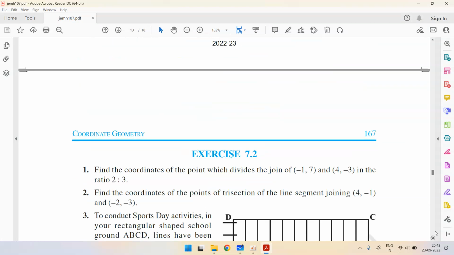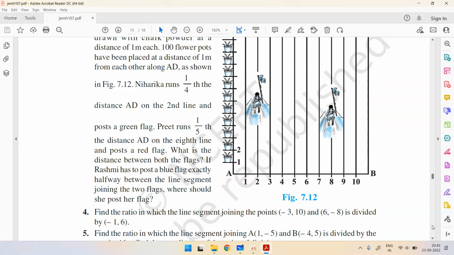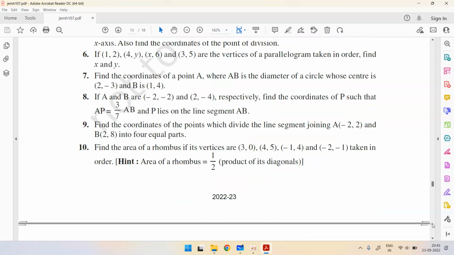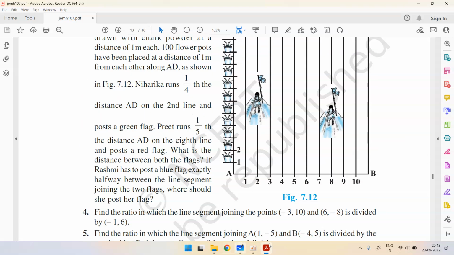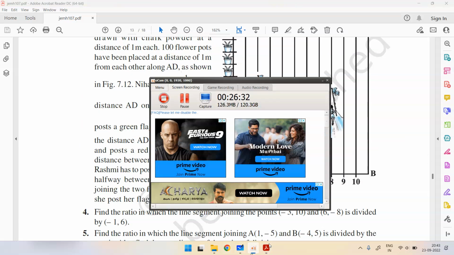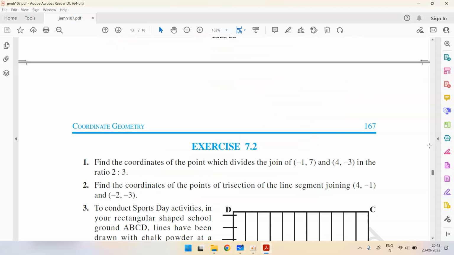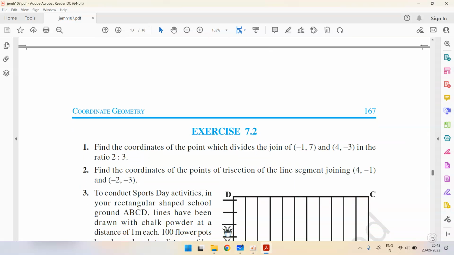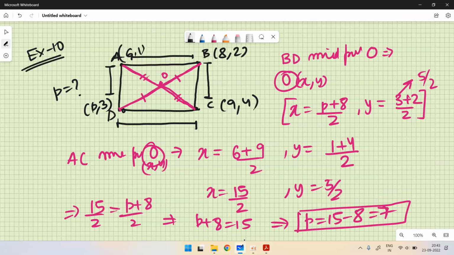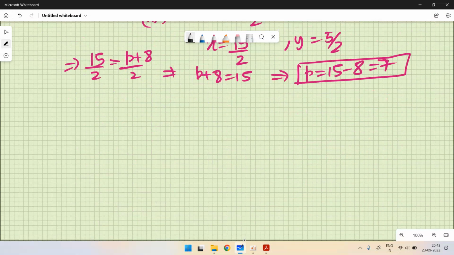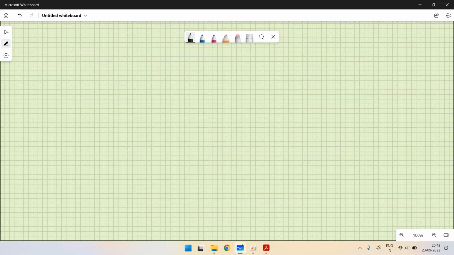Now exercise 7.2. How many questions are there? There are 10 questions. What is the time? 26 minutes I have already used till now. Let us finish quickly. So exercise 7.2, and this is question number 1.